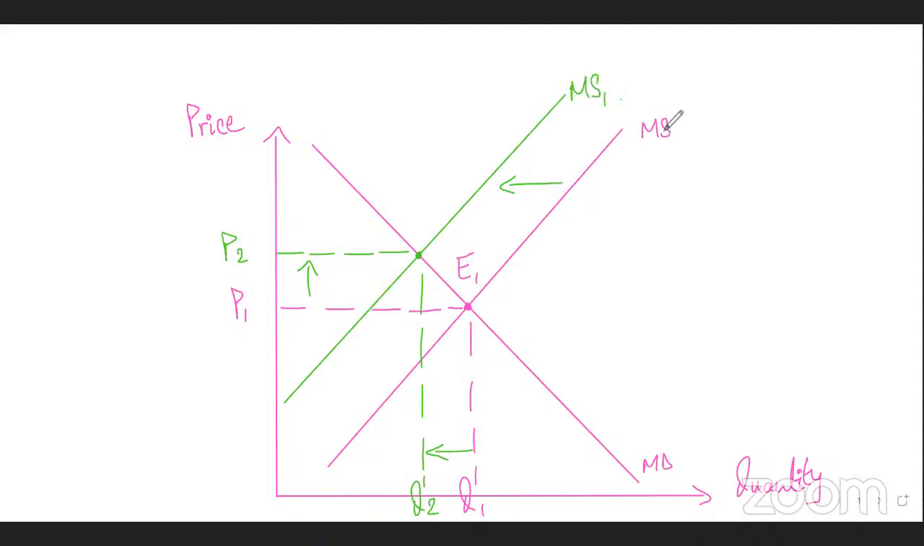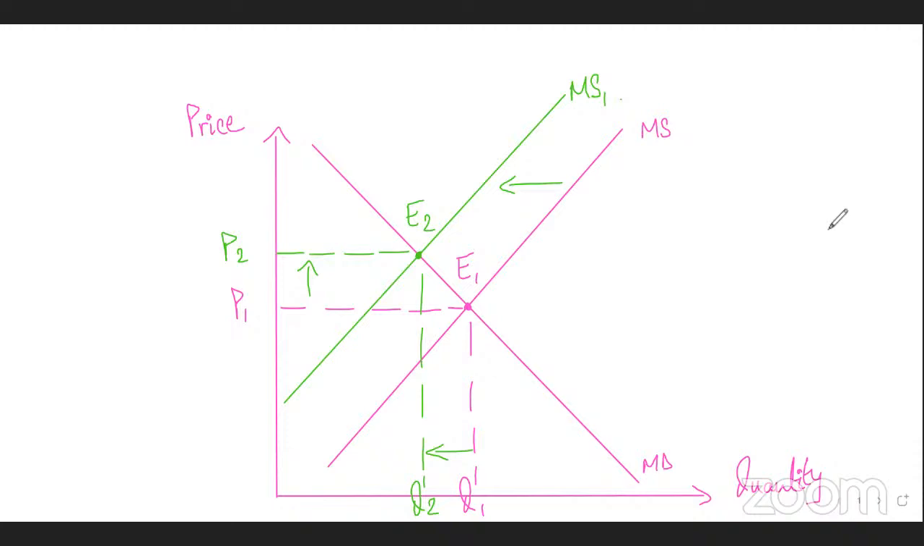Your supply curve moves from MS1 to MS2. Now, this is where the new equilibrium is, because this is the new supply curve. This is your market demand. So wherever the two intersect, that is your new equilibrium. And what will that do? Your equilibrium price has increased, as you can see, and your equilibrium quantity has decreased. So that is how you will show this on the graph.